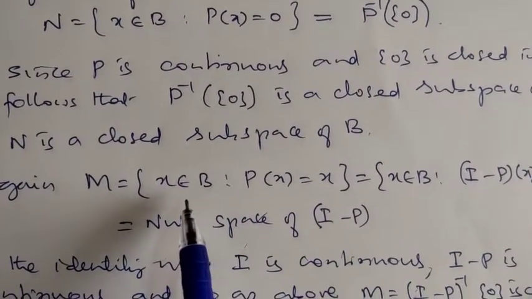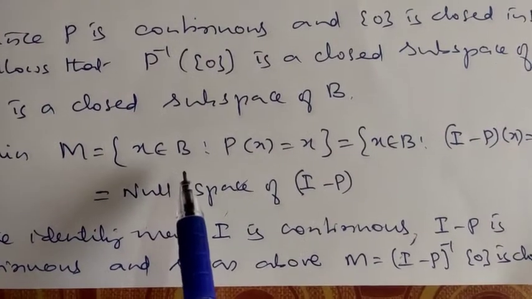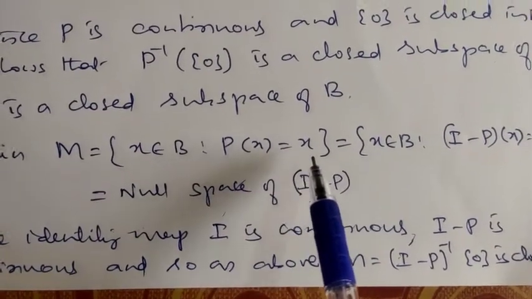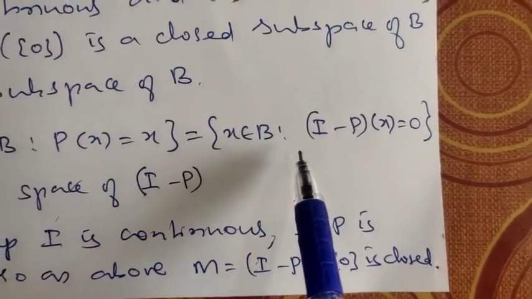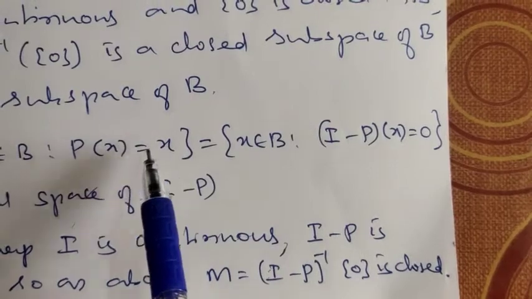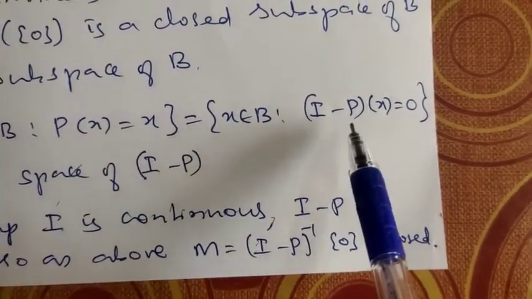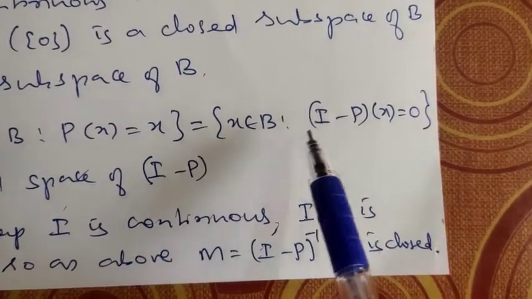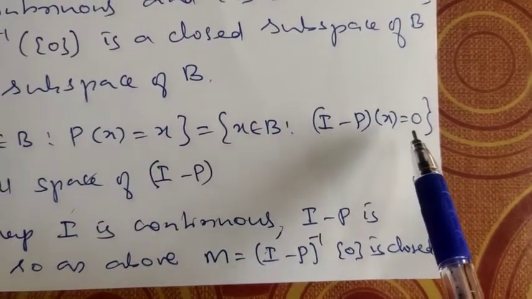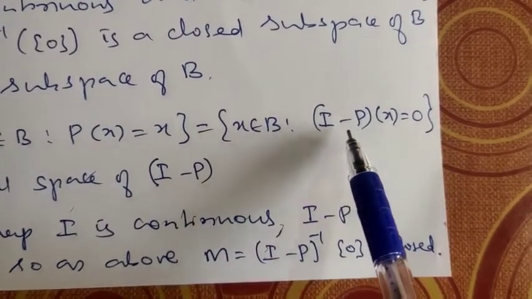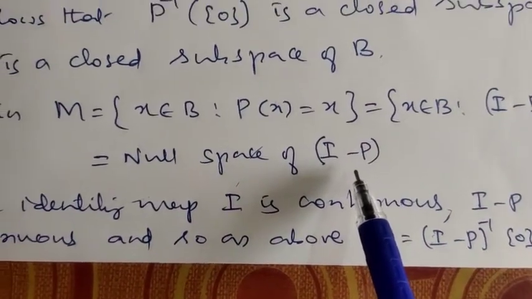Similarly, M is the range space. By definition, M is equal to the set of all x belonging to B such that P of x is equal to x. This can be written as the set of all x belonging to B such that I minus P of x is equal to 0, because x can be written as I of x. Now the set of all x belonging to B with I minus P of x equal to 0 is the null space of the operator I minus P.